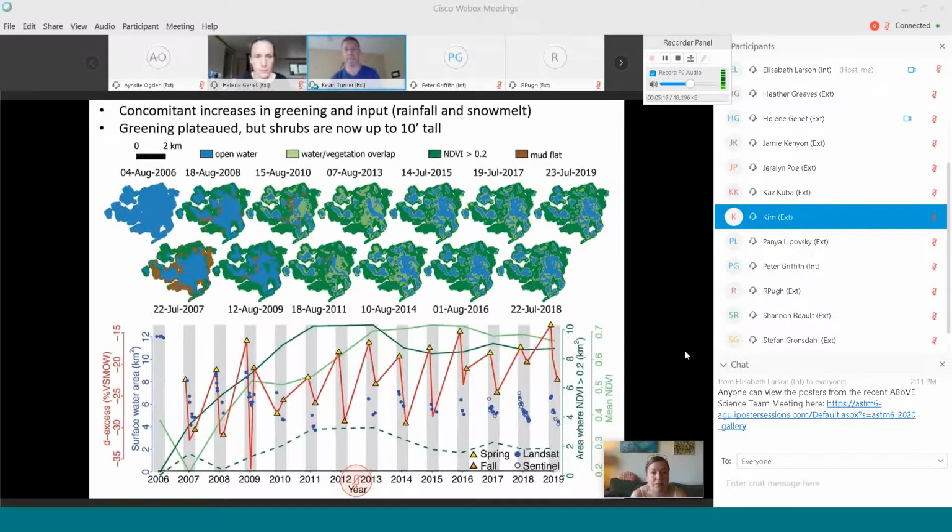If you go down to the graph and zoom in on the red line, that is the water isotope data. And it is generally increasing. Now, if you do Mann-Kendall trend analysis, it is actually increasing over time, and that's because it is actually getting more input into the lake, which is offsetting the effects of evaporation. So it's greening, and it's getting more input into the lake.